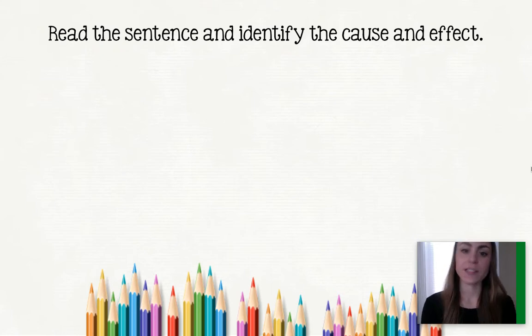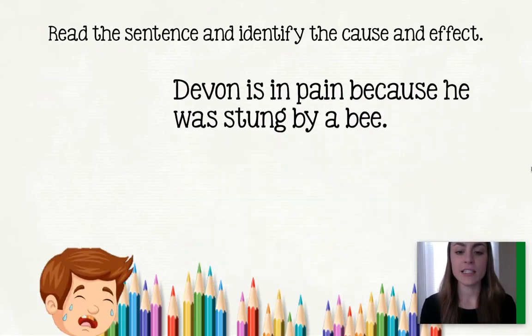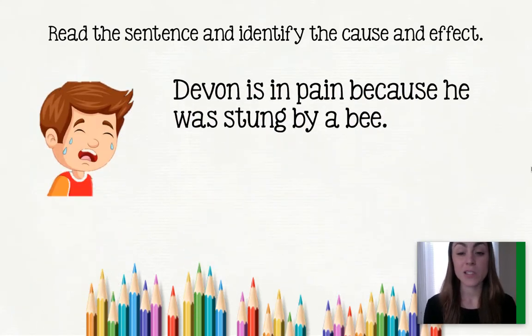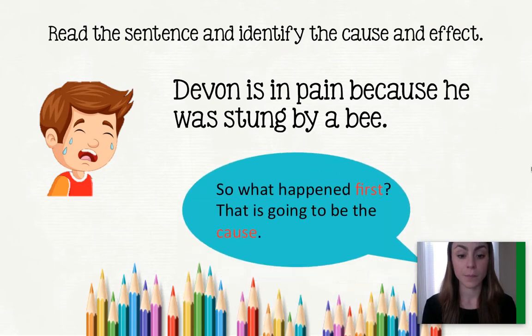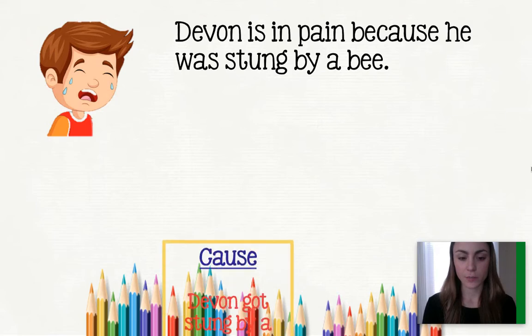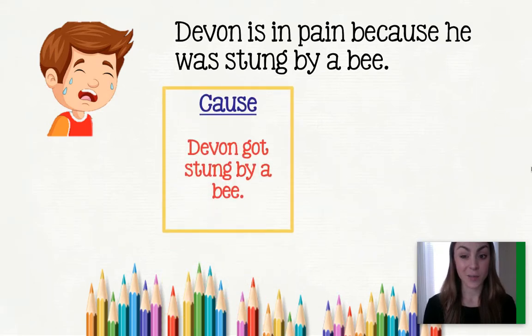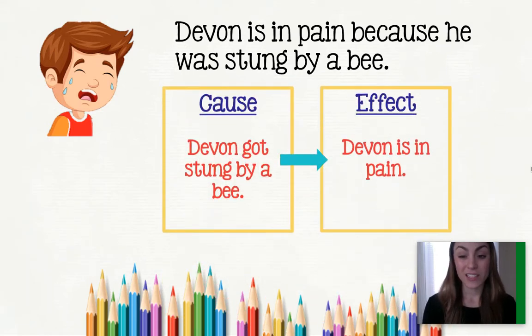Again, we're going to practice identifying the cause and effect. Devin is in pain because he was stung by a bee. So what happened first? That's going to be the cause. Devin got stung by a bee, and the effect is Devin is in pain.